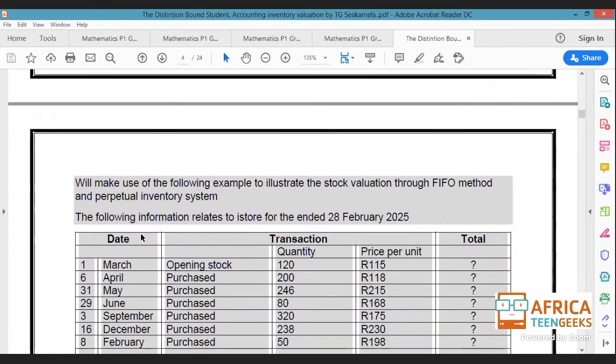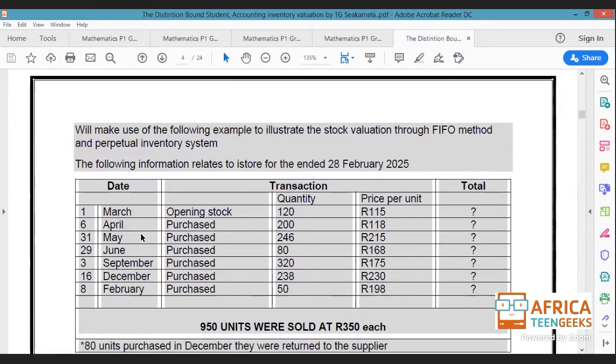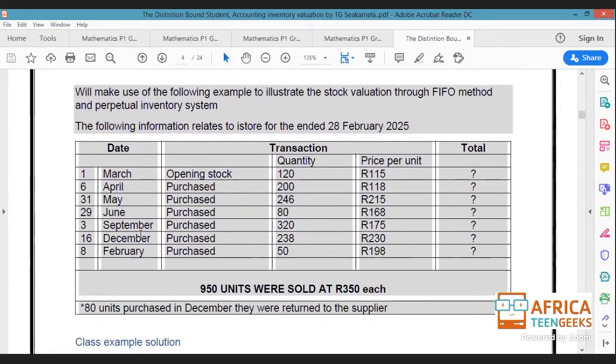Now, this is the class example I want us to look at, guys. So I want you to pay more attention. It says, we'll make use of the following example to illustrate the stock valuation through FIFO method and perpetual inventory systems. Remember, guys, in grade 11, you dealt with two systems of inventory. It was a perpetual and a periodic one. What does it mean when we speak about perpetual inventory system and a periodic inventory system?